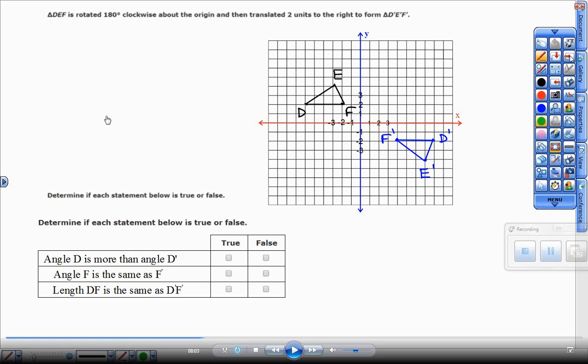Before you start part 2 here, make sure you have these changes done on your study guide. Make sure this spot right here, you label that as D prime. And then this spot right here, label that as F prime. I made that mistake when I made the study guide up. So again, instead of F prime right here, that should be a D prime. And instead of a D prime right here, that should be F prime.